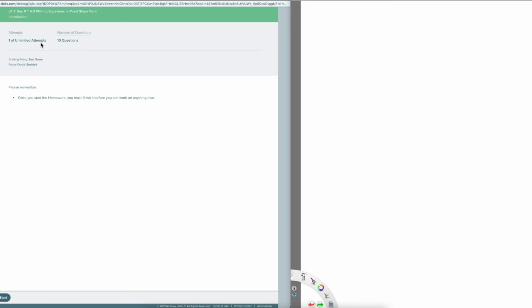We don't limit that. And the number of questions here just lets you know how many are on this particular assignment. So there are 10 here. This should be the maximum. There's going to be anywhere from 1 to 10 questions, just depends on the section there. Grading policy is always best score, meaning whichever attempt is your best one is the one you get to keep.